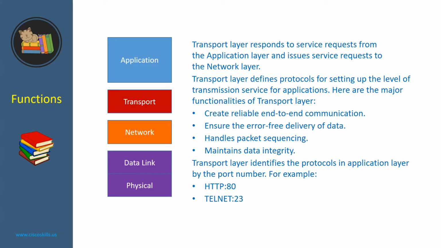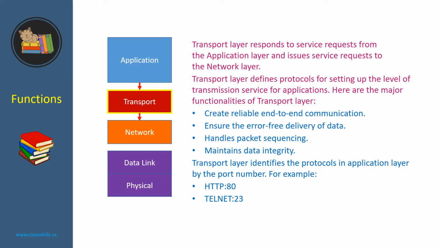As you can see, transport layer sits between application layer and network layer. Therefore, transport layer responds to service requests from the application layer and issues service requests to the network layer. Transport layer defines protocols for setting up the level of transmission service for applications.